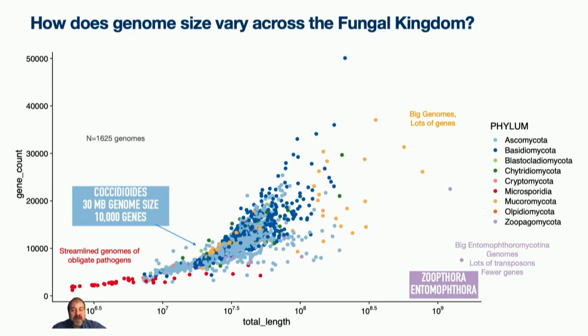groups, the Entomophthorales, Entomophthoran fungi that have very large genomes, but not necessarily a huge number of genes, and that's driven by large numbers of transposable elements in those genomes. Cocci falls in the middle here. You can see at about 30 megabases and 10,000 genes. Some of the species that have smaller genomes include, in bright red, those Microsporidia, which are obligate pathogens and tend to have smaller genomes and many fewer genes.